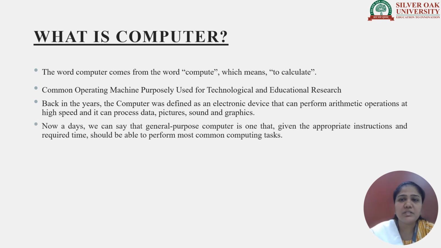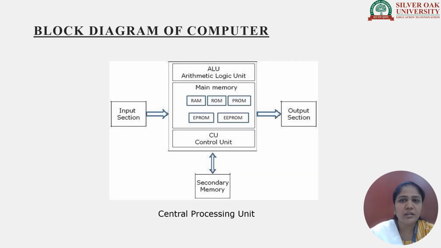Nowadays, the computer system is used so vastly that every kind of computation can be done easily. We can say that it is a general purpose computer: given the appropriate instructions and required time, it should be able to perform the most common computing tasks. So with the help of a computer, we can perform a number of things in less time, very quickly and obviously very accurately. Now how does this computer system actually work?